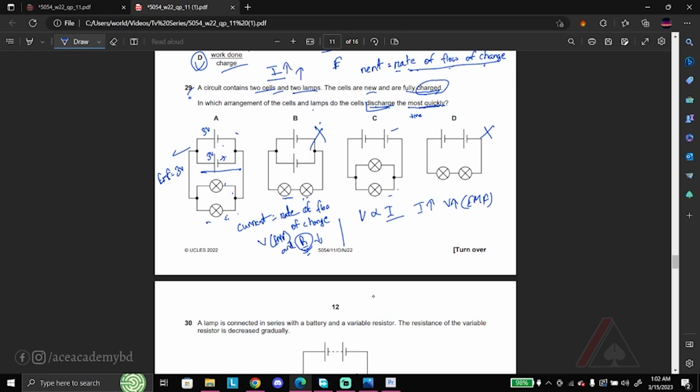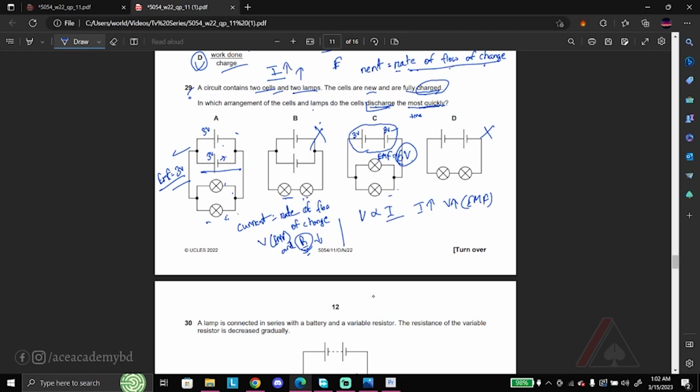All right. So this is the case for parallel connection, but in C, it's a serial connection. In a serial connection of cells, the EMF or the voltage of each cell is added up to get the final EMF. So if this is 3 volts and this is 3 volts, the EMF would be 6 volts. So this is the total EMF.